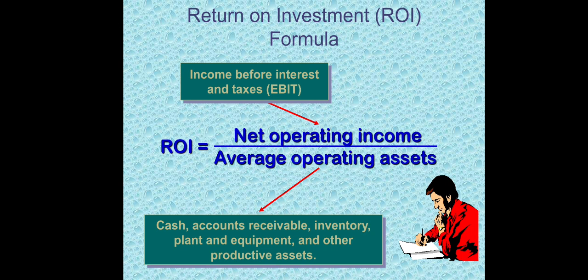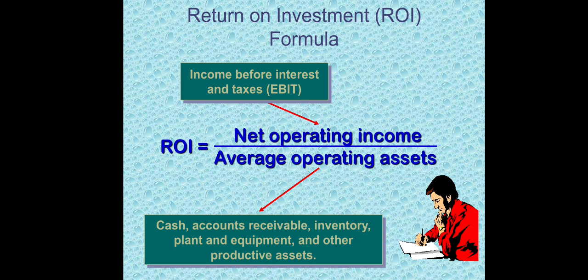The methods that you have to learn in this chapter or topic, the first one, is return on investment. Return on investment is one method that you can use to measure the performance of a segment of a business, and also the performance of the manager of that segment. Okay, so how to use ROI to measure performance? You have to use this formula.